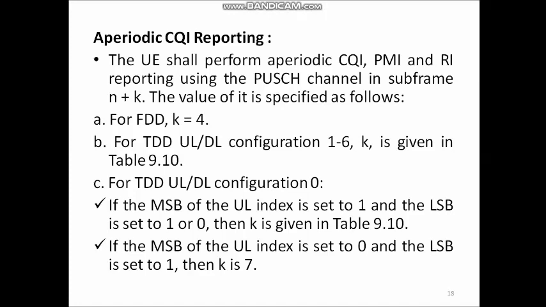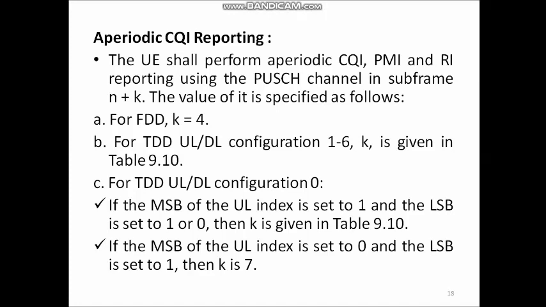So, here DCI format 0 or a random access grant is in subframe n, but this aperiodic CQI, PMI and rank indicator reporting using the PUSCH is done in subframe n plus k, and the value of this k is given here. For FDD, that is frequency division duplex, k equals 4, and for time division duplex with uplink downlink configuration 1 to 6, k is given in the table. That table is shown in the next slide, number 19.